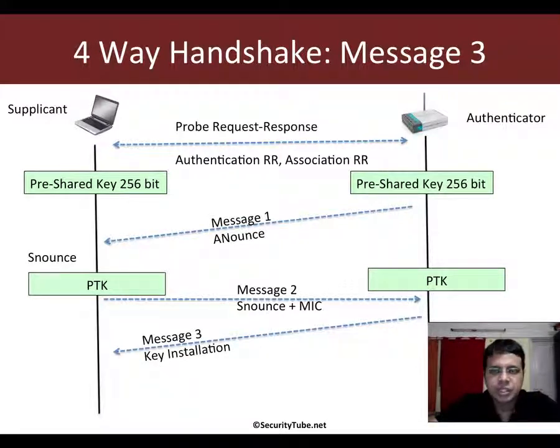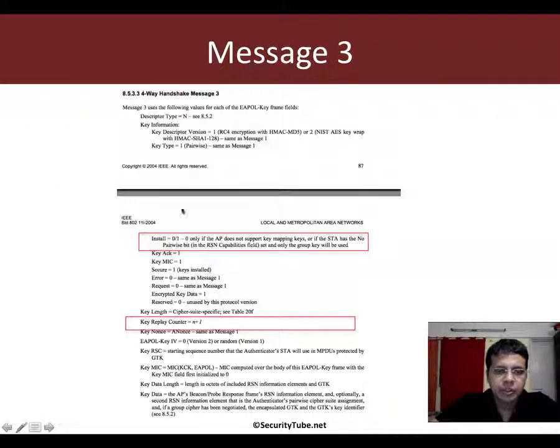However, at this stage, if the MIC calculation does not match with what the client had sent, the access point would send back a deauthentication message saying that, well, you could not really validate that you knew the pre-shared key. Anyway, so message 3 is more of a key installation message, and typically important things here is in the key information field you would have install, which would be set to 1, and in the replay counter you would have n plus 1, which would mean we should have 28 plus 1, which is 29.